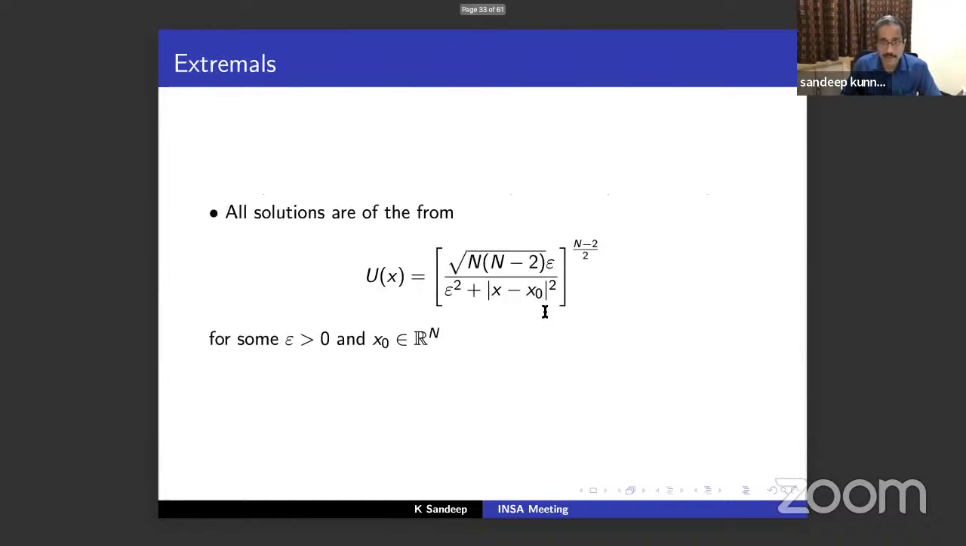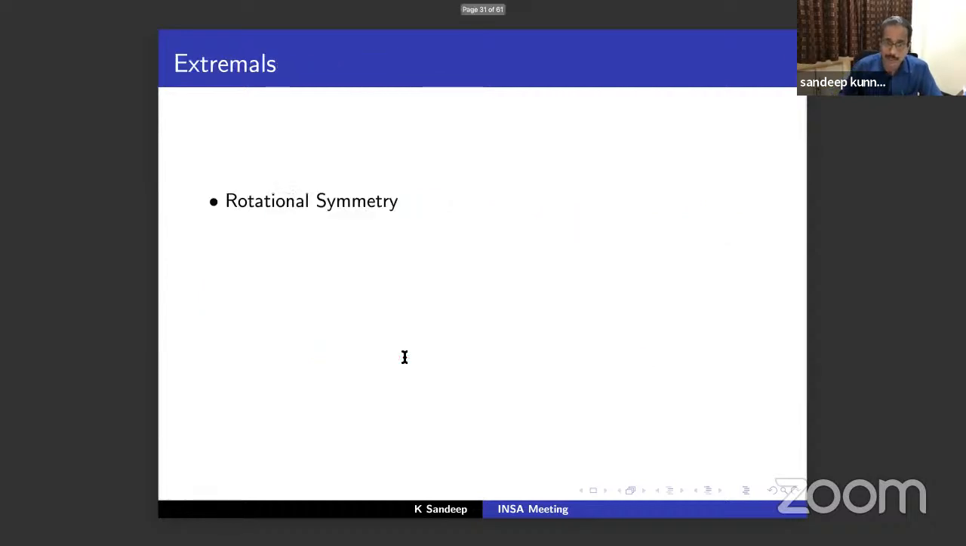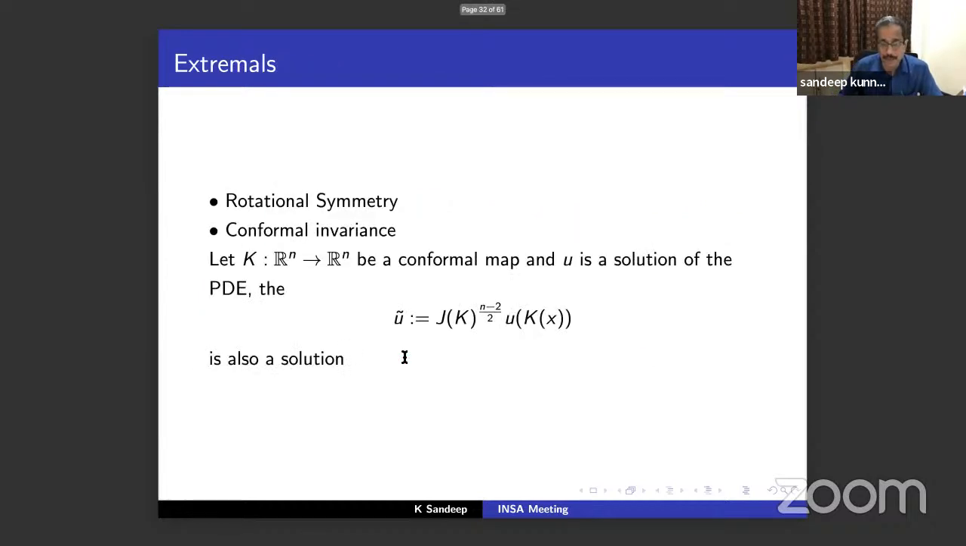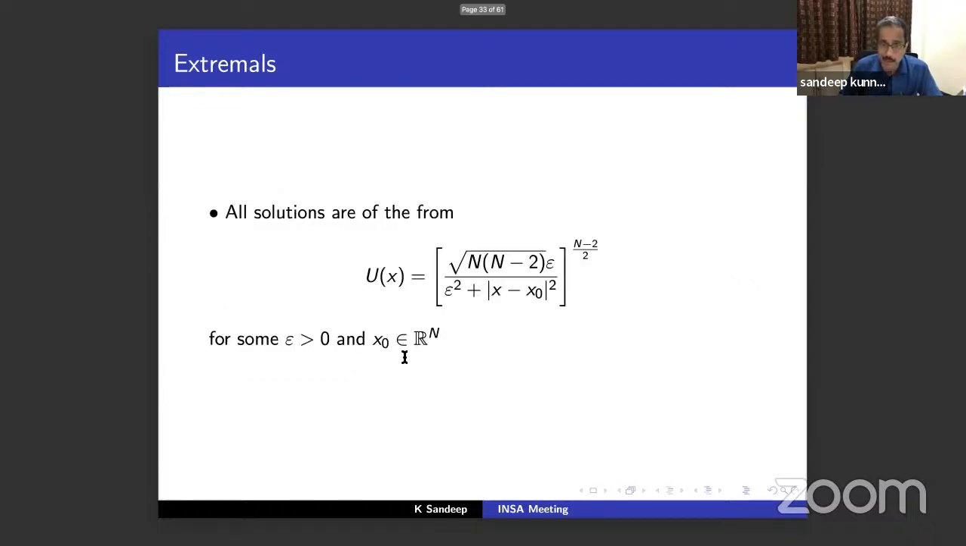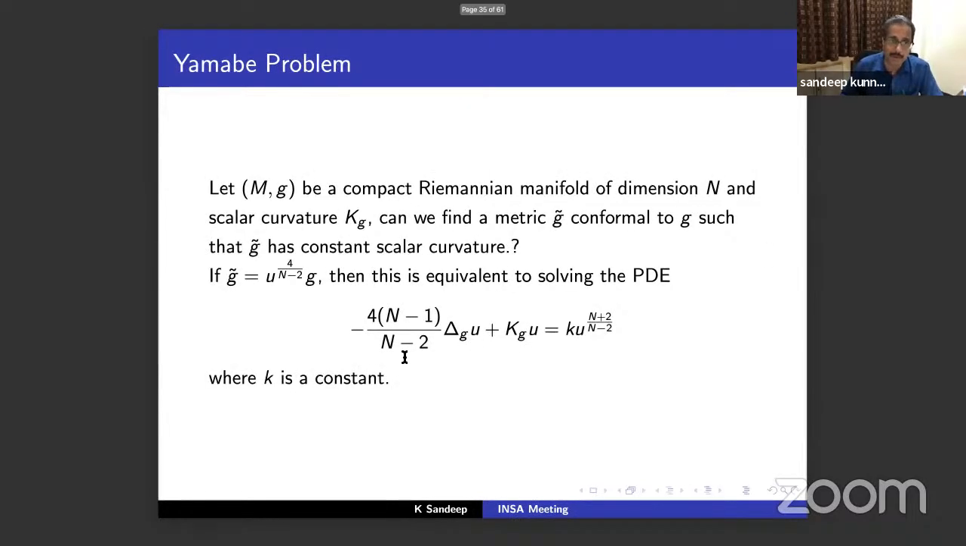In these problems, what is important is this exponent (n+2)/(n-2). There is a whole class of partial differential equations which involve that kind of exponent, and that creates a lot of difficulty in solving those partial differential equations. One such well-known problem is what is known as the Yamabe problem from differential geometry.